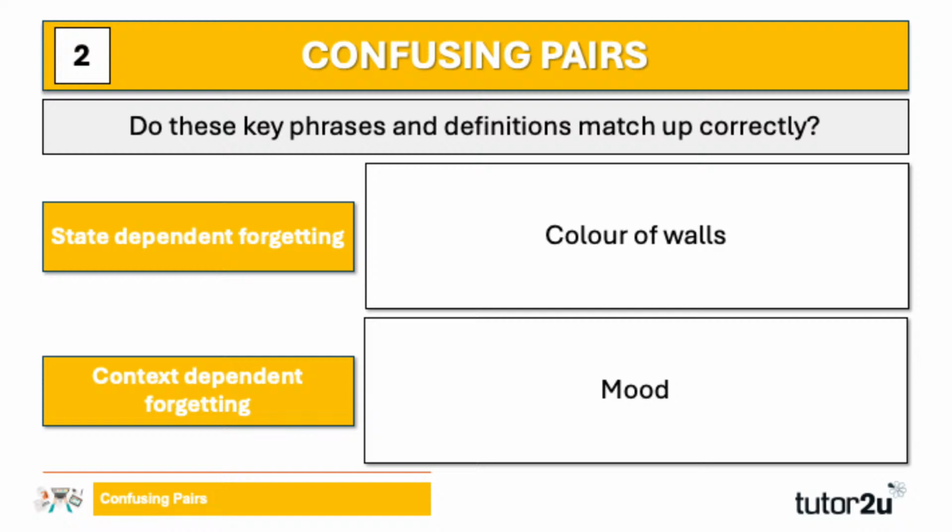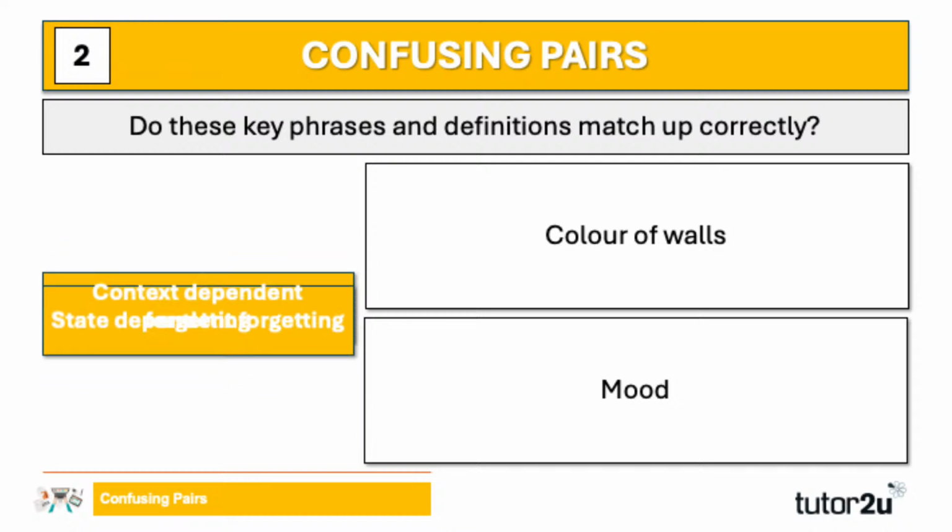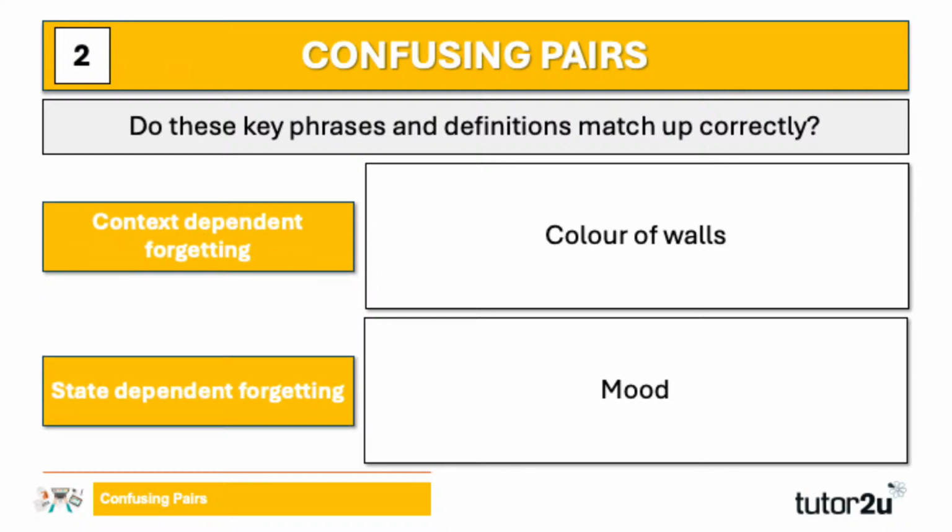Yeah, so a lot of us are pretty much saying that this is false. It's incorrect. If you said that, you are in actual fact correct. So when we talk about state, we're really talking about more like the internal state of yourself. Okay, so that would be mood. Context, you're talking about the actual context of the environment. Okay, so that could be the colour of walls, for example.